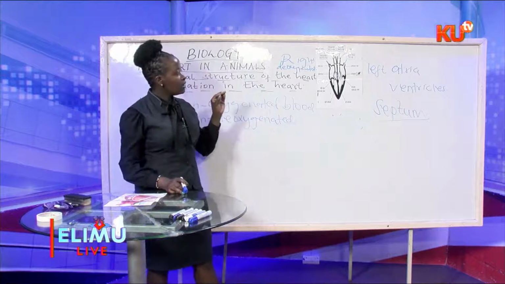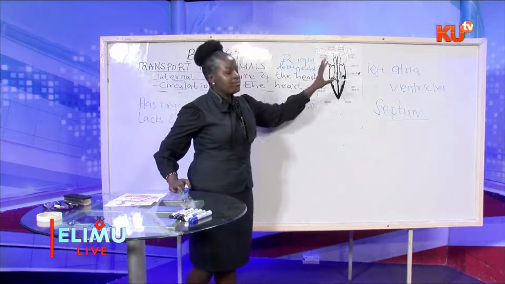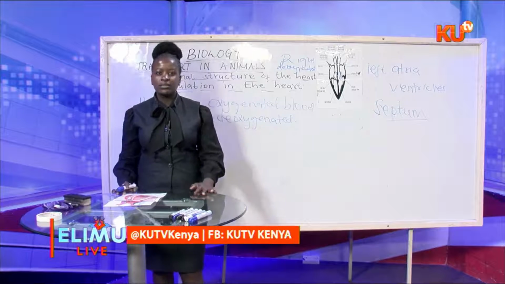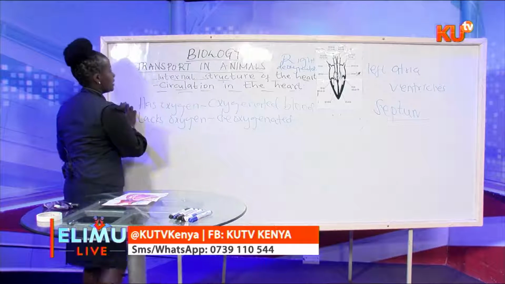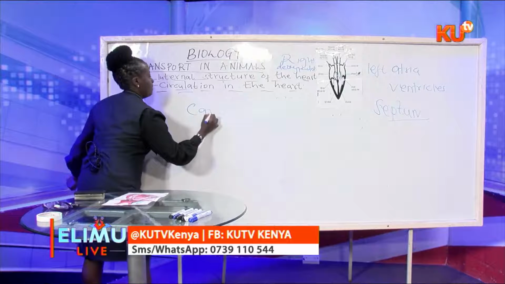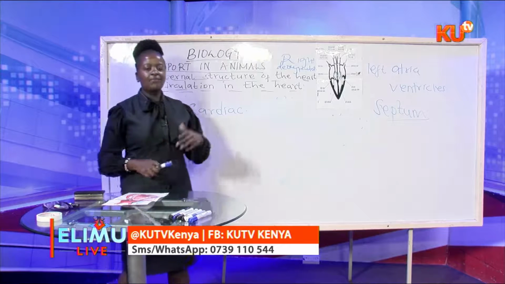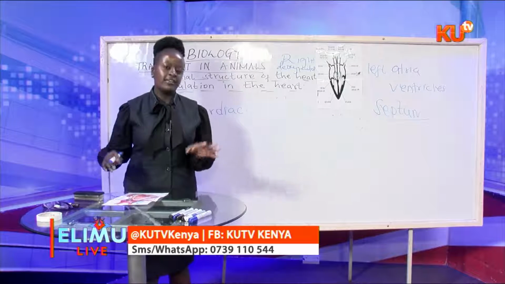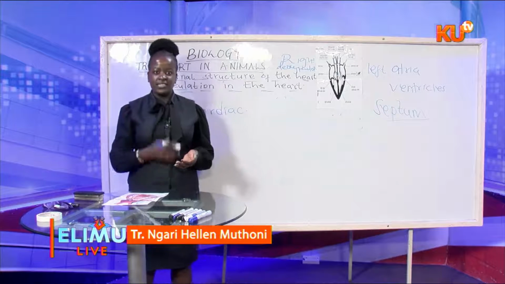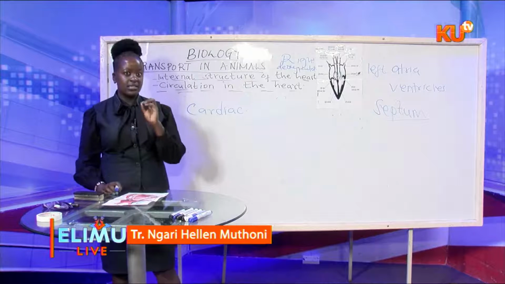Now we continue looking at the internal structure of the heart. The heart is made up of muscles, a special kind of muscle called cardiac muscles. The cardiac muscles have the ability to contract and relax without getting tired. Tired means that they do not get fatigued. And that's why the heart is able to pump every day, every night, without getting tired.